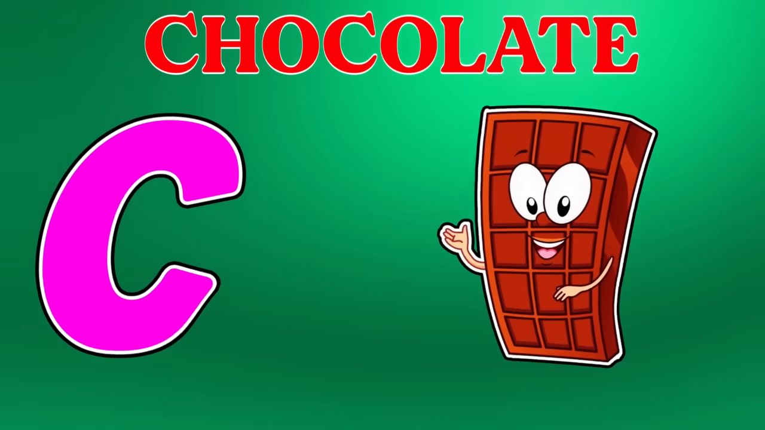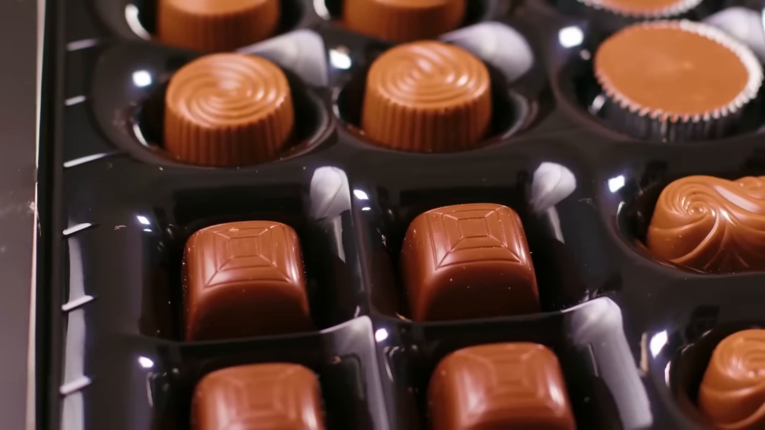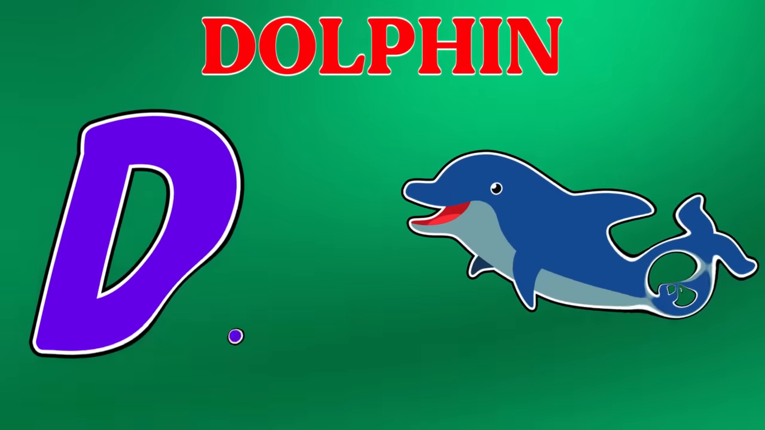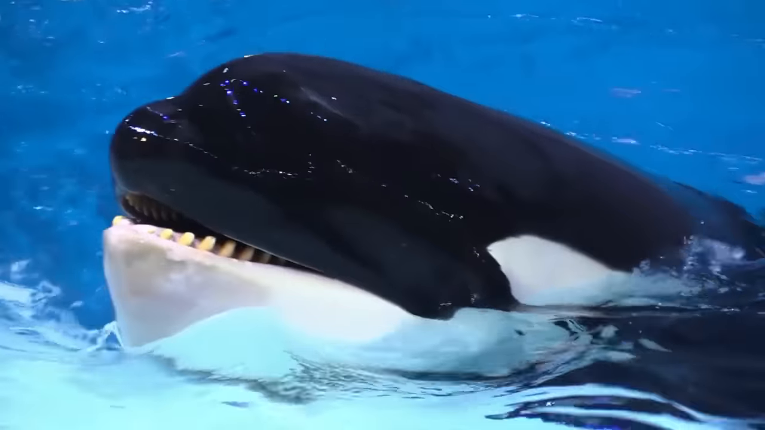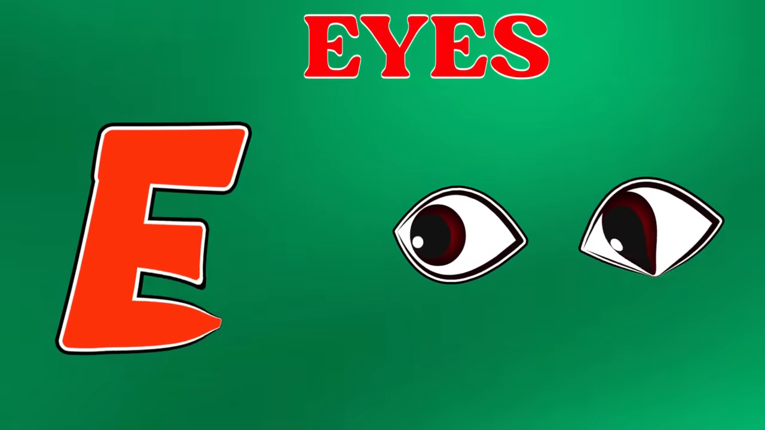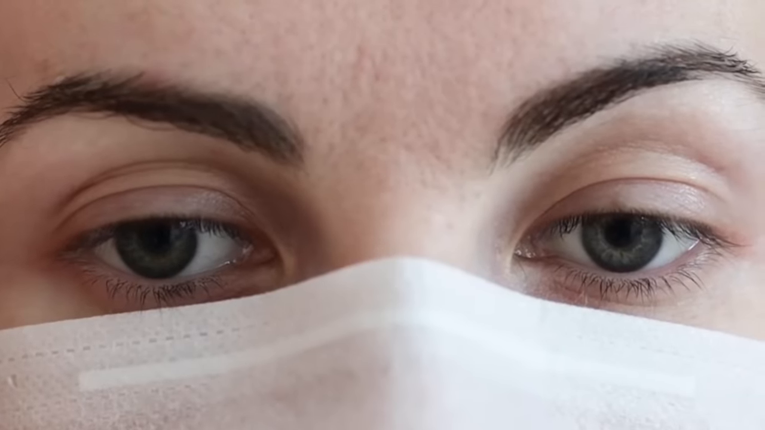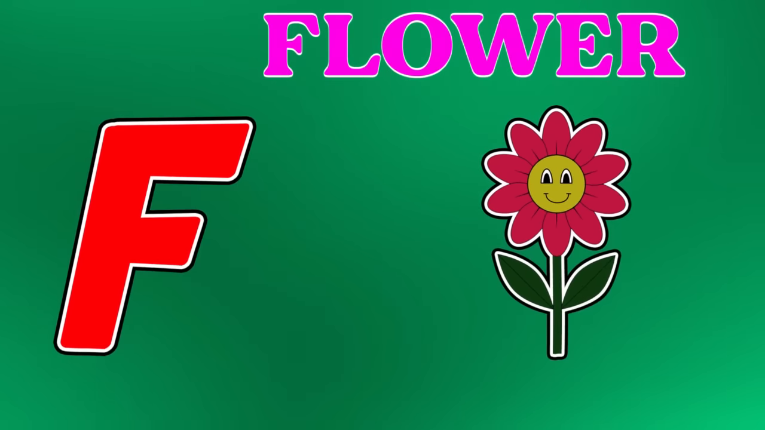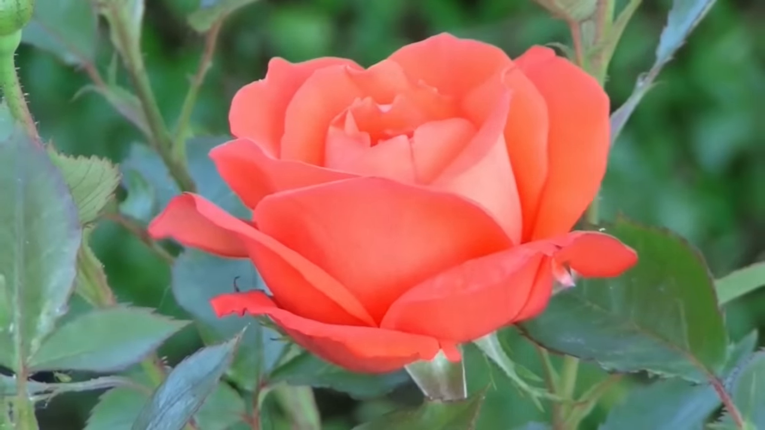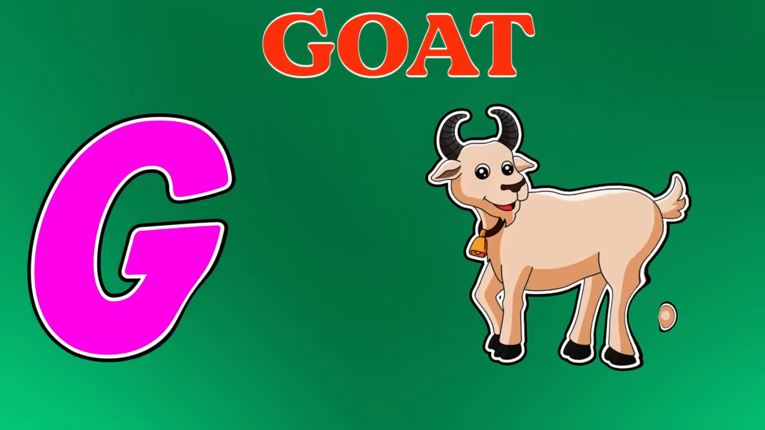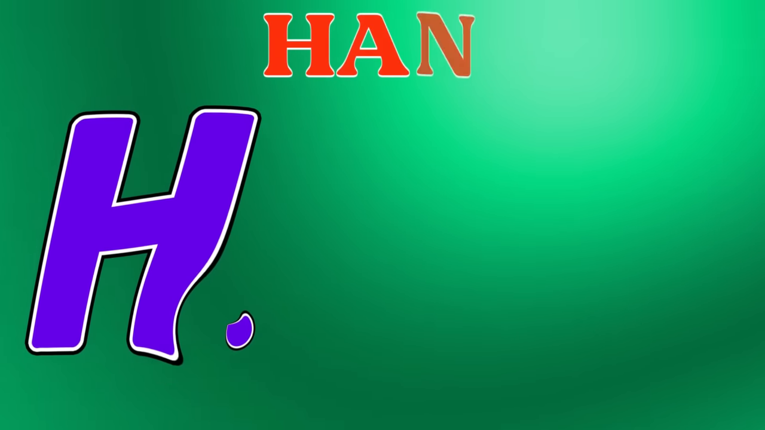C for chocolate. D for dolphin. E for eyes. F for flower. G for goat. H for hand.